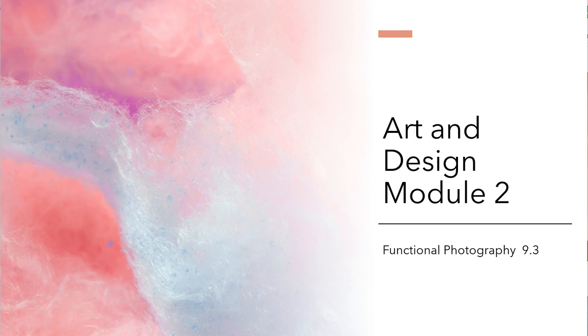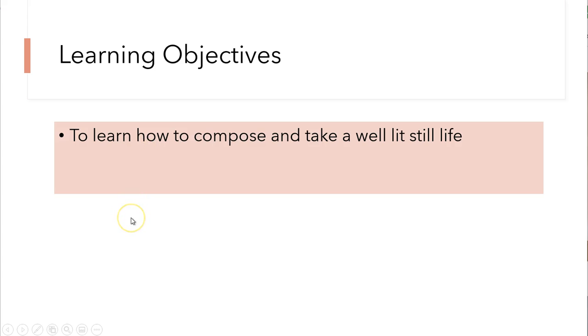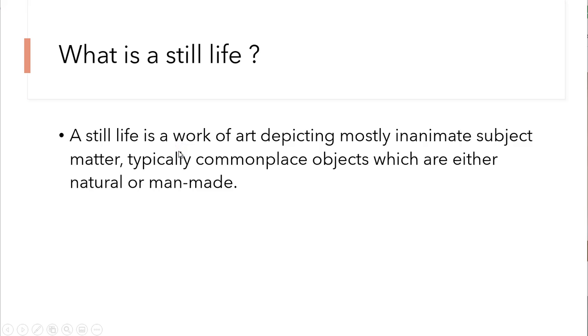So this is homework number 3 in the functional photography unit, and today we're going to think about how to light our objects. So the learning objective is to learn how to compose and take a well-lit still life. You might be thinking, what is a still life? Well, a still life is a work of art depicting or showing mostly inanimate objects. That's objects that don't move.